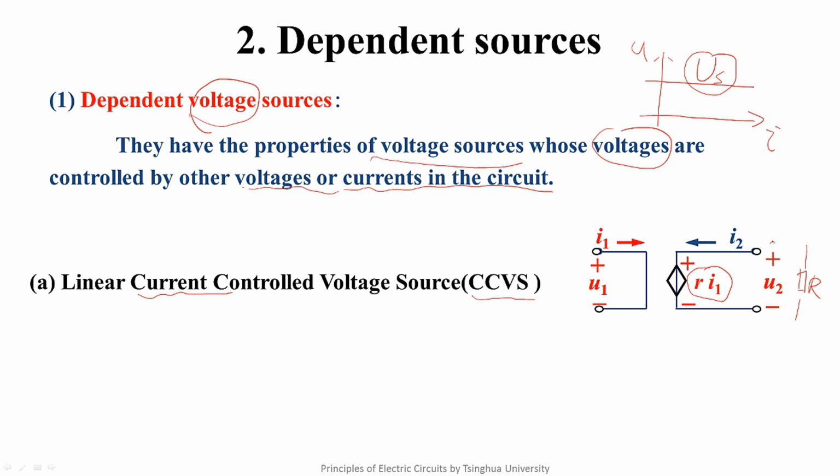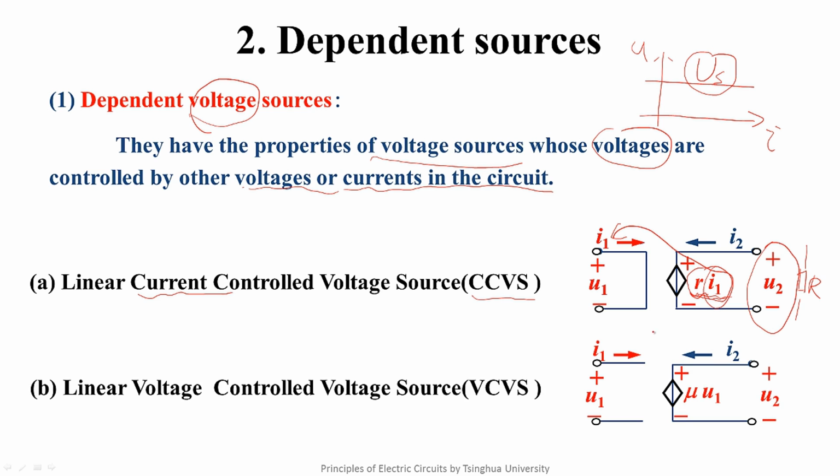Then we can get from the figure that the property of the right side port voltage is the property of a voltage source. But the value of the voltage source on the one hand is controlled by its parameter R. What's more important is that it is controlled by some branch variable or some current of the circuit. Similarly, there is a voltage-controlled voltage source.